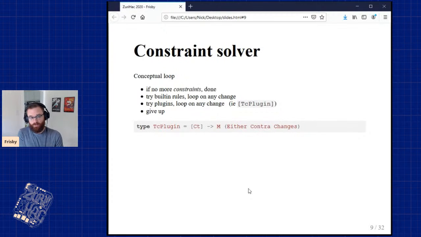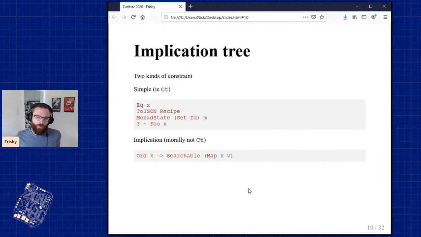So I'm going to talk a little about, in this talk, basically how the constraint solver works. So this is that type signature for a plugin. And at least at this point, we know now what the list of CTs is. That's the list of constraints that we're currently working on in this particular invocation of the solver. And we've reached a point where the built-in rules are done with those CTs. There's a technical term where they are inert with respect to the built-in rules. And then now your plugin has a chance to either find a contradiction or maybe make some changes to those CTs. But what is a CT?